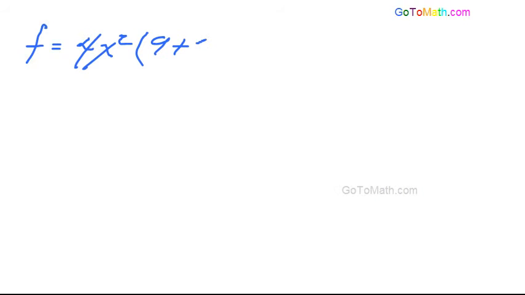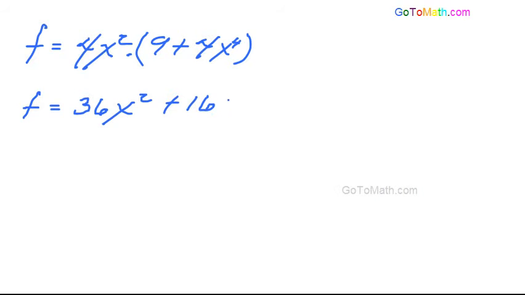It looks like 4x to the 4th. Alright, so let's go ahead and use the distributive property. We're going to distribute this 4x squared across each one of these terms inside. So we could say that f is equal to, so 4x squared times 9 is going to be 36x squared plus, then we have 4 times 4, which is 16, and then we have x squared times x to the 4th power.